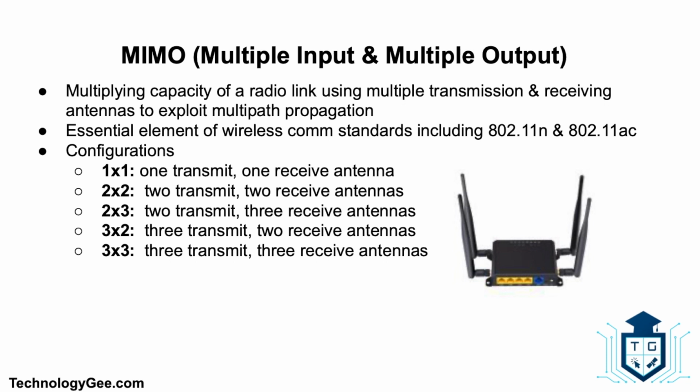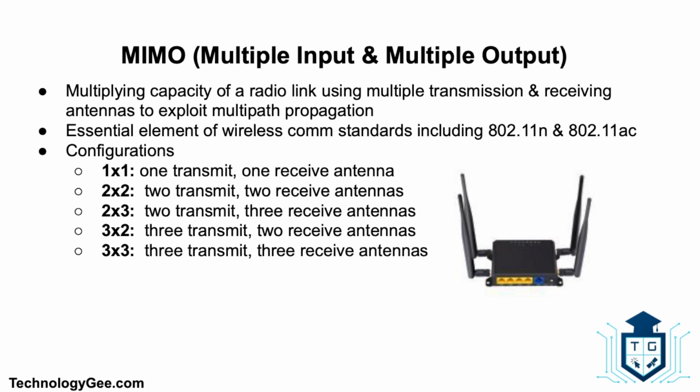You have a 1x1, where you have 1 transmit and 1 receive antenna. You have a 2x2, where you have 2 transmit and 2 receive antennas. You have a 2x3 configuration, where you have 2 transmit and 3 receive antennas. Then you have 3x2, with 3 transmit and 2 receive antennas. And then you have a 3x3, with 3 transmit and 3 receive antennas.